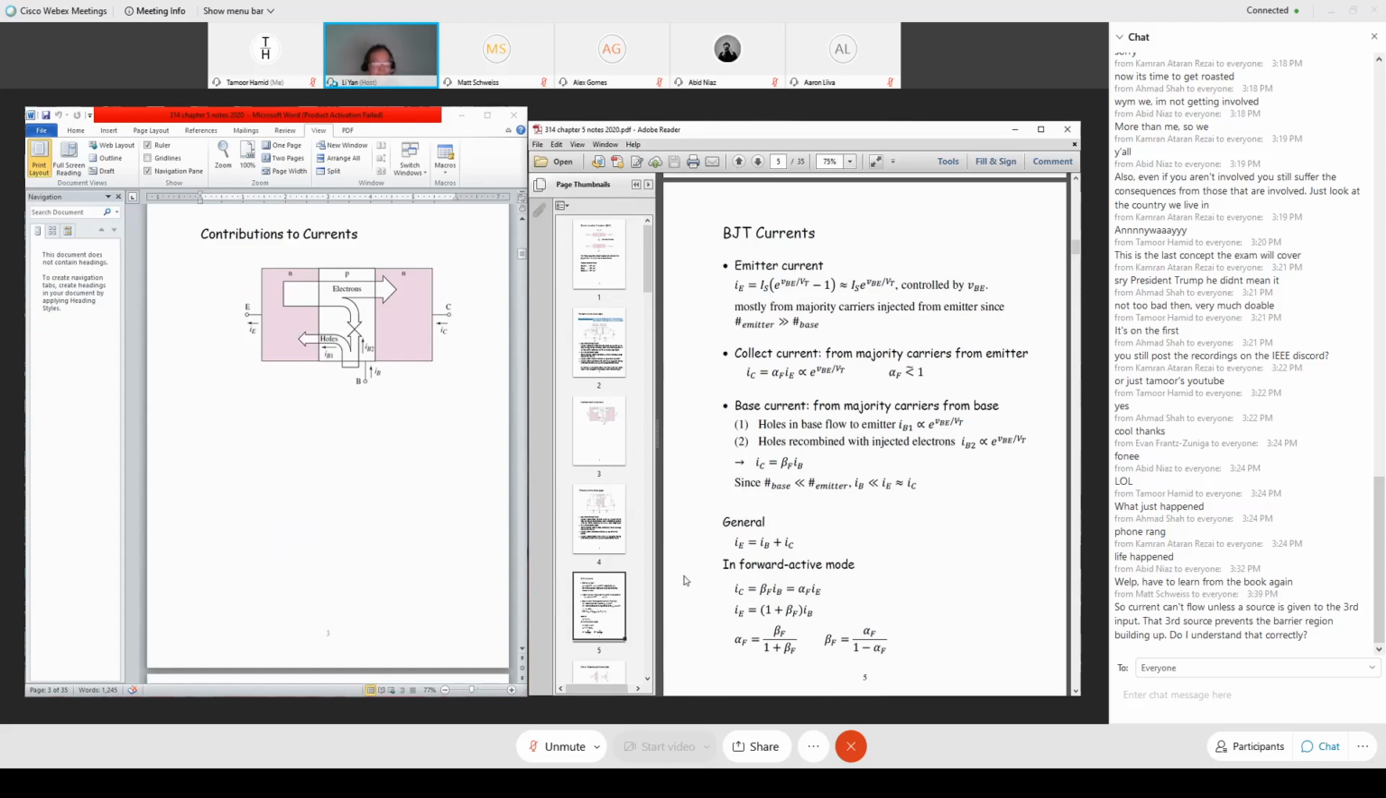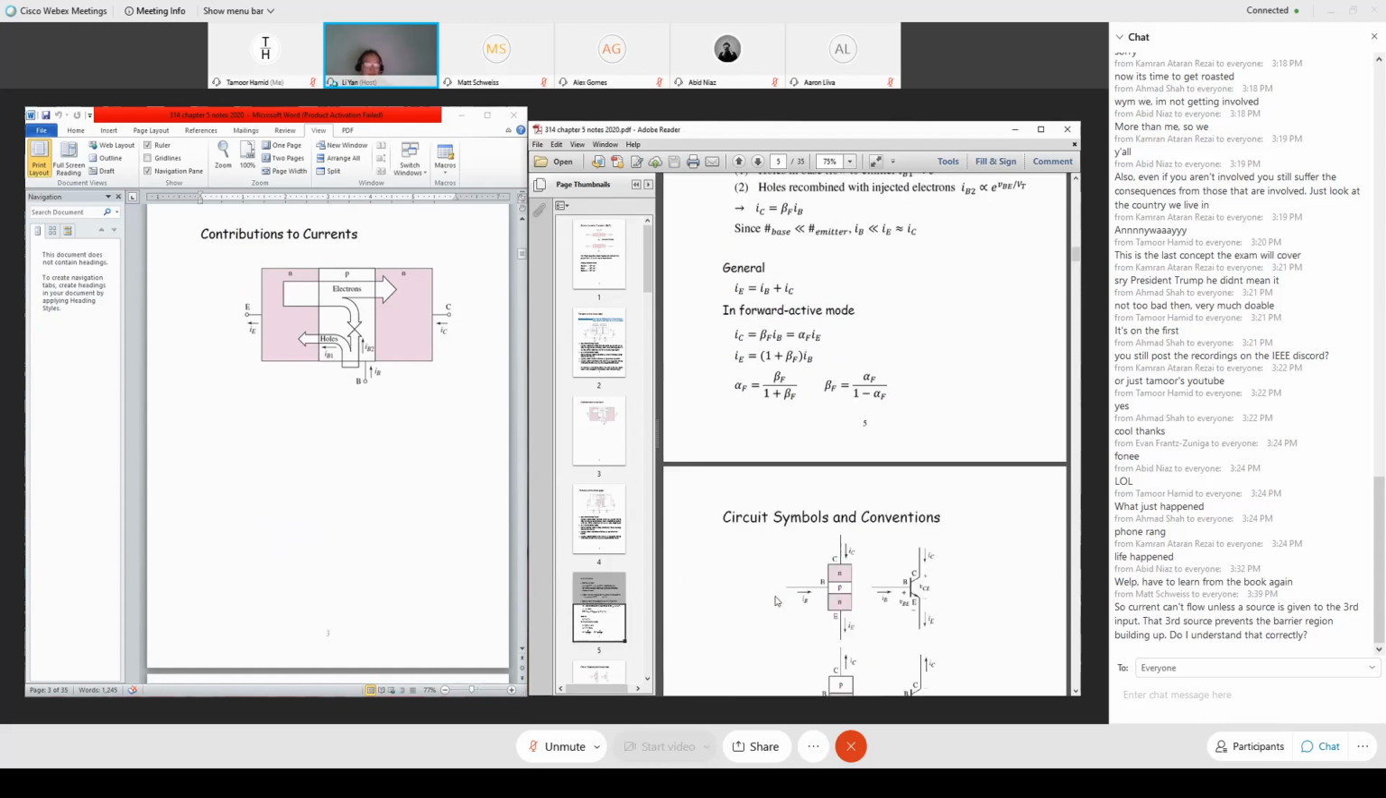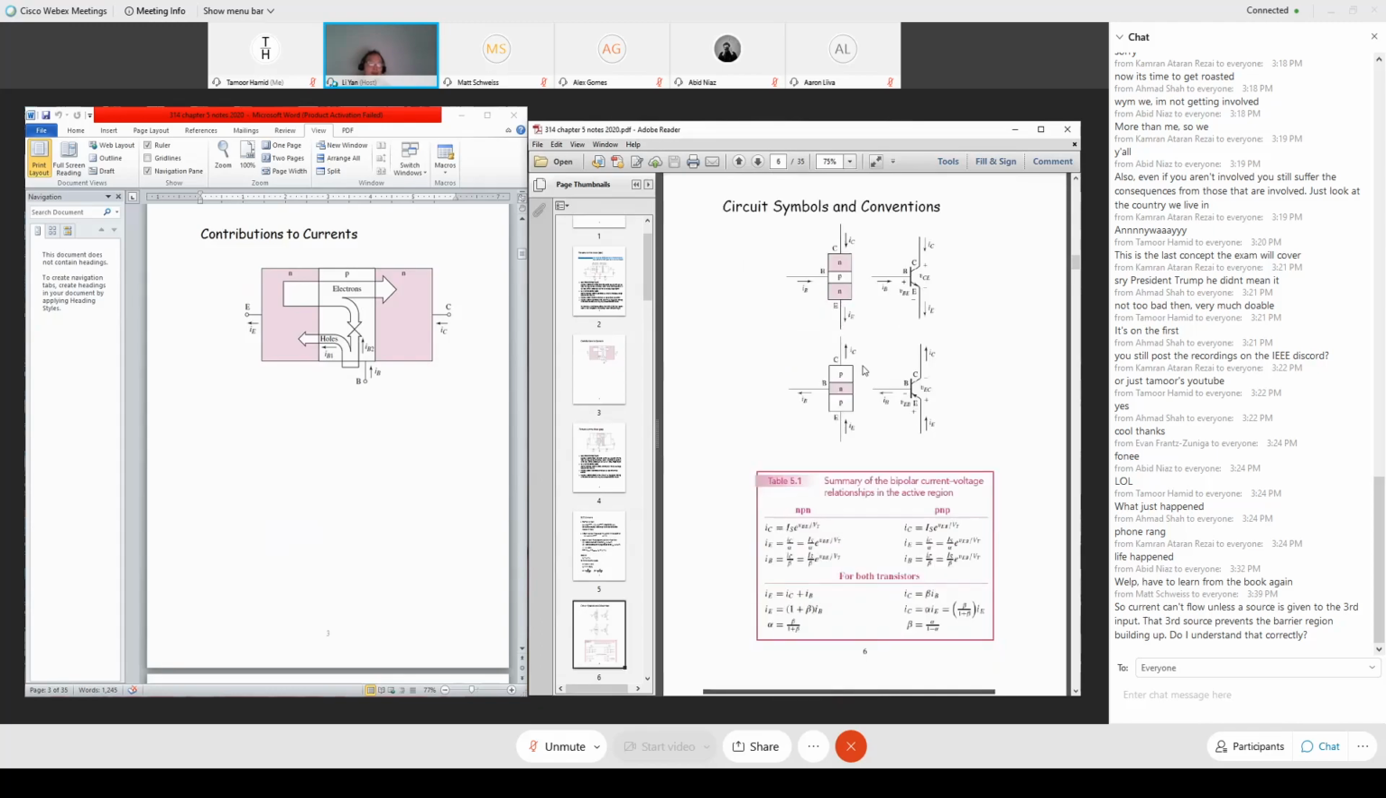Any questions? So finally, there's a circuit symbol for the 3 terminal device.